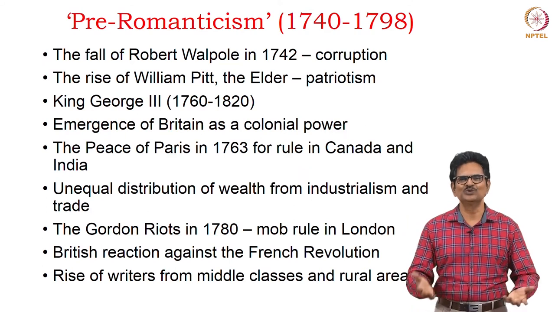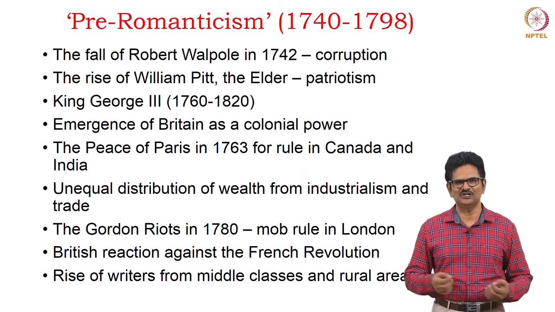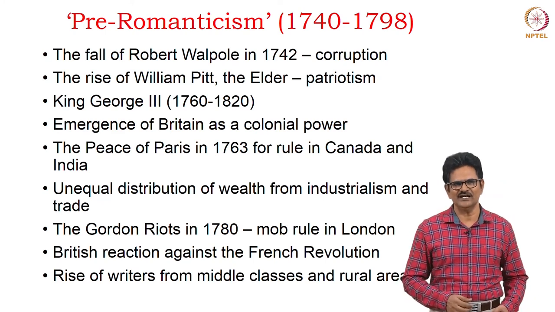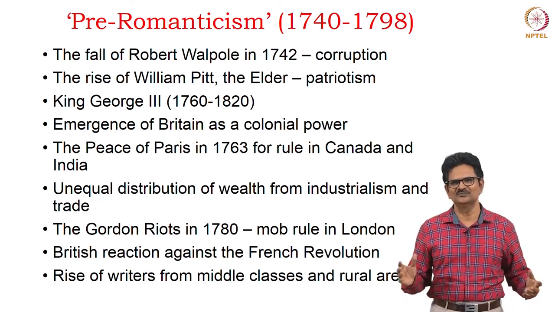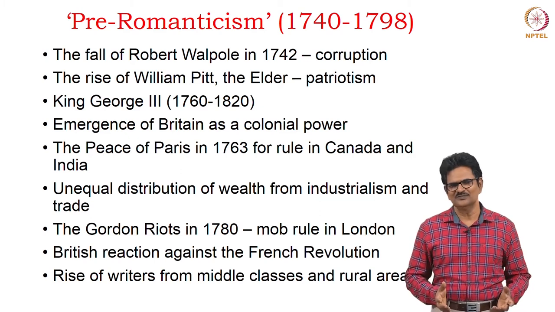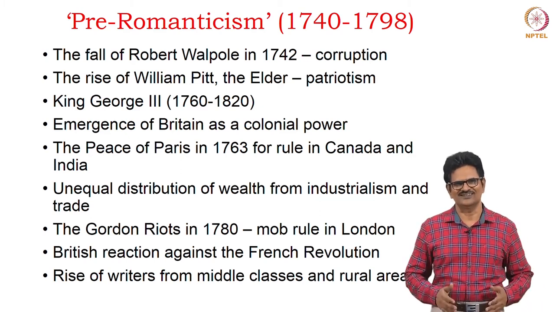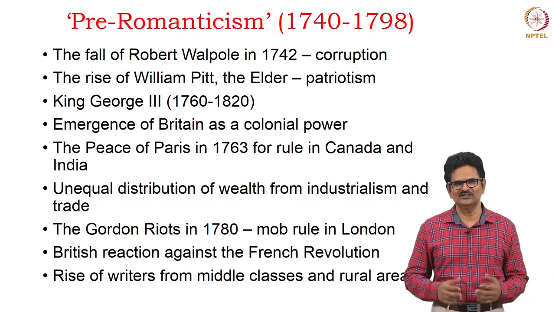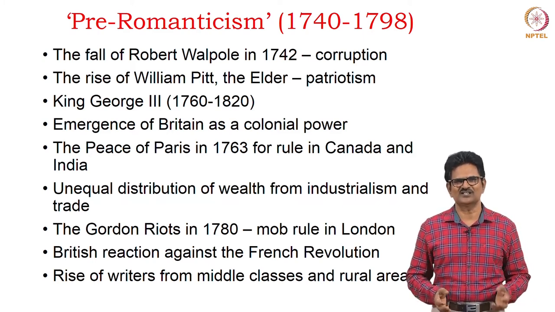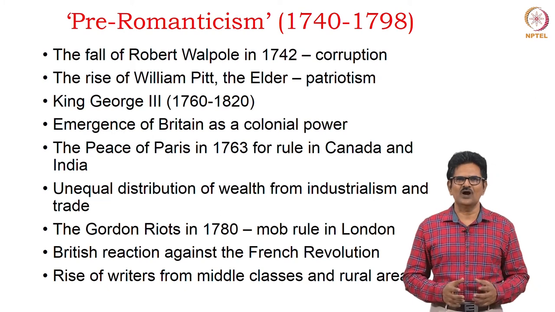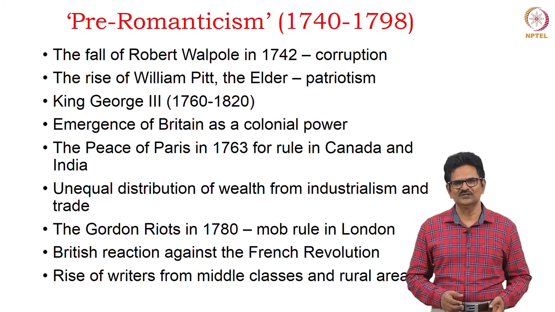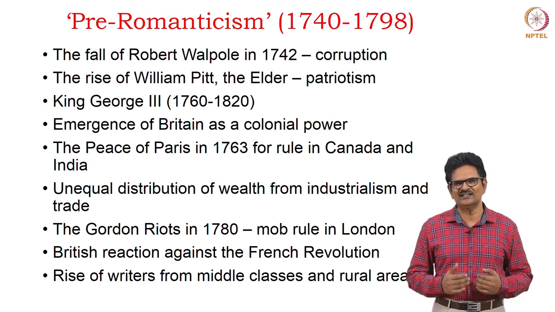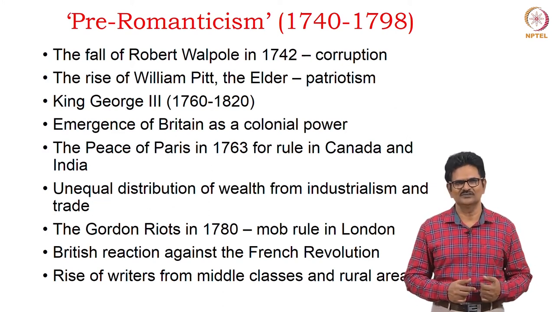From here we move to the pre-romantic period, starting from 1740, ending in 1798. The dates vary from account to account, but we will follow one order. In this period we find the fall of Robert Walpole, considered to be the first Prime Minister of England. He fell out of favor in 1742, not because of corruption, though he was known for corruption, but because of his unwillingness to wage war.